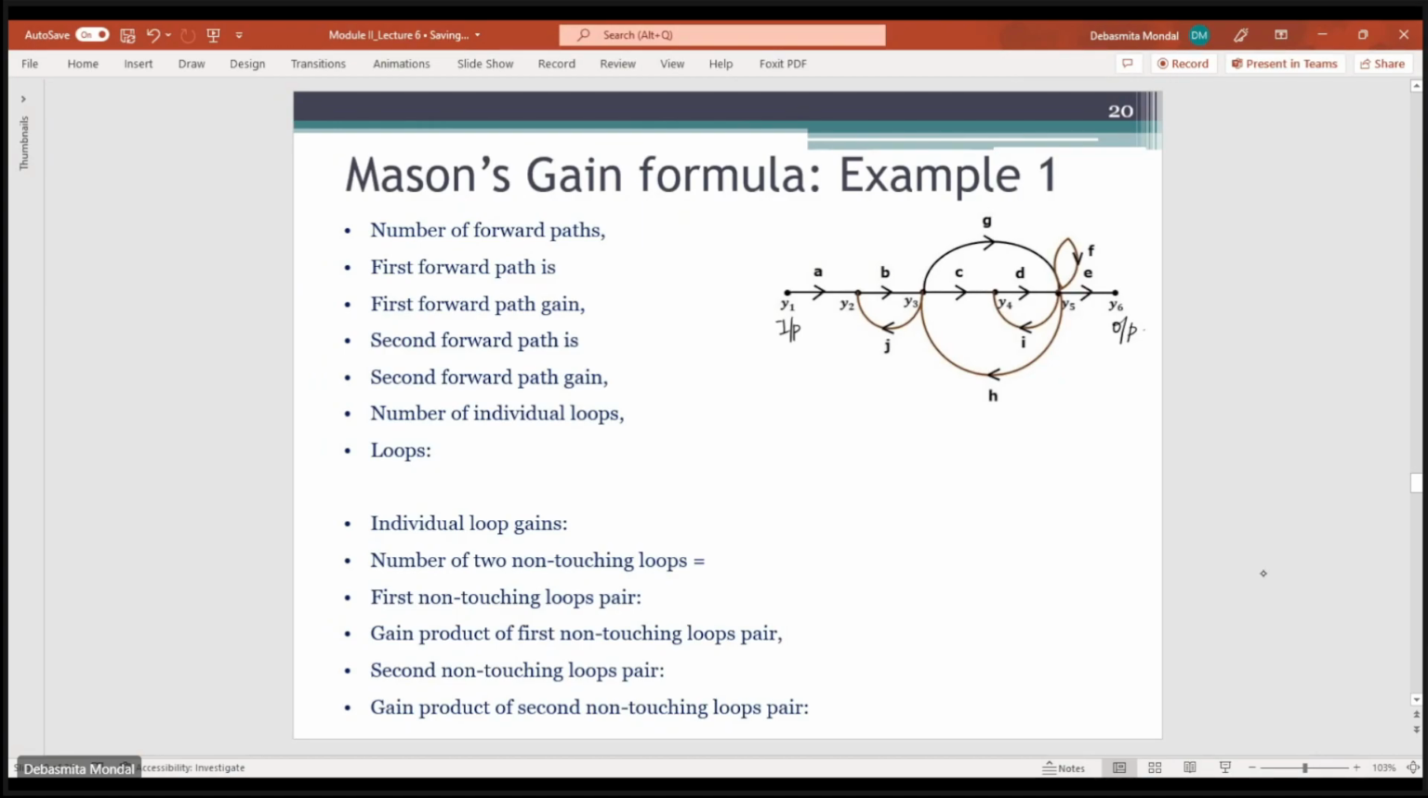5, ma'am. No, a forward path means the path starting from the input node and ending at the output node. So this is one path, that is fine, but to find the forward path, you have to find the path which starts from the input and ends at the output, following the direction which is there in each branch.